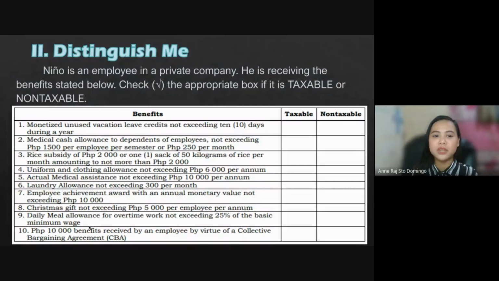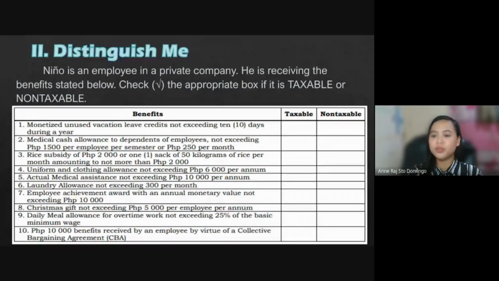In this situation, Nino is an employee in a private company. A specific private company he works for. He is receiving the benefits stated below. We check the appropriate box if it's taxable or non-taxable. Number 1, please tell us if this is taxable or not. Answer in the chat box. Number 1, monetize unused vacation leave, not exceeding 10 days during a year. Is it non-taxable or taxable?